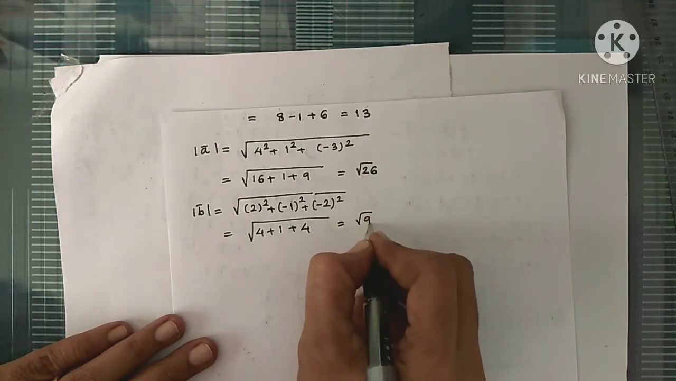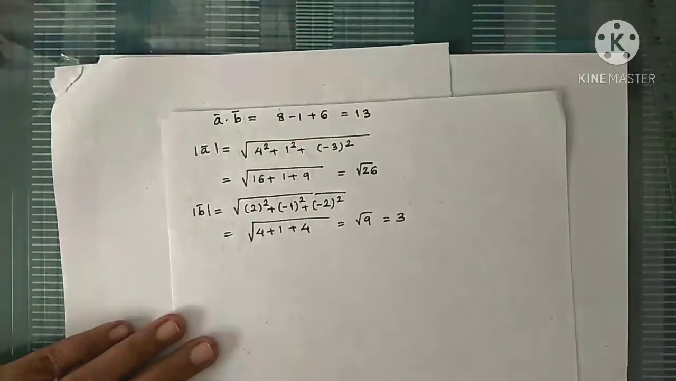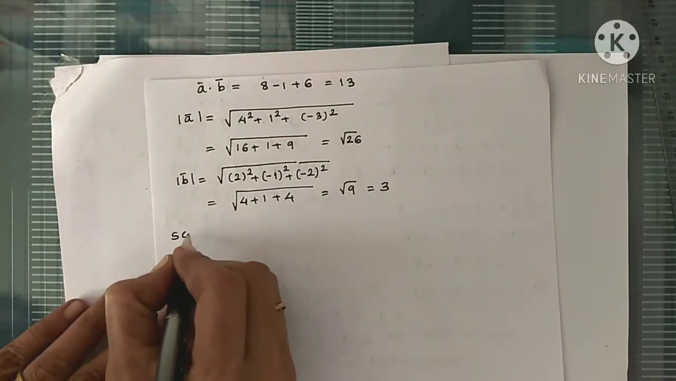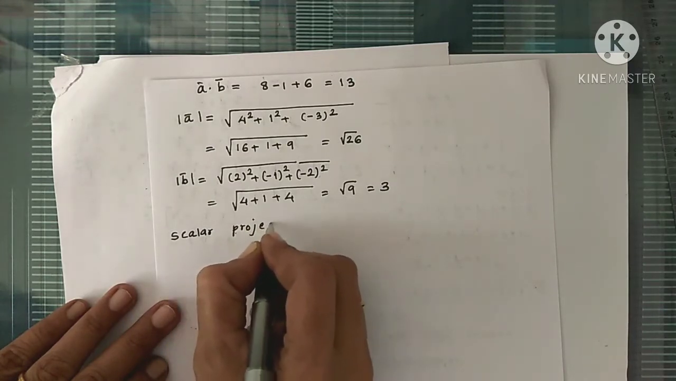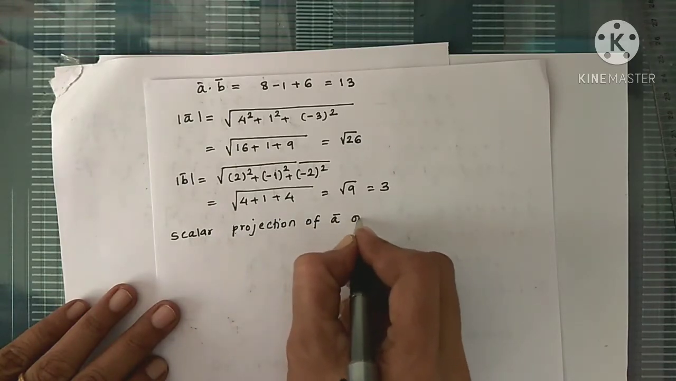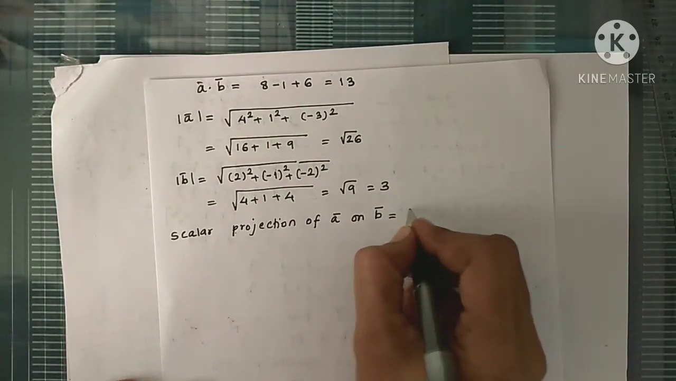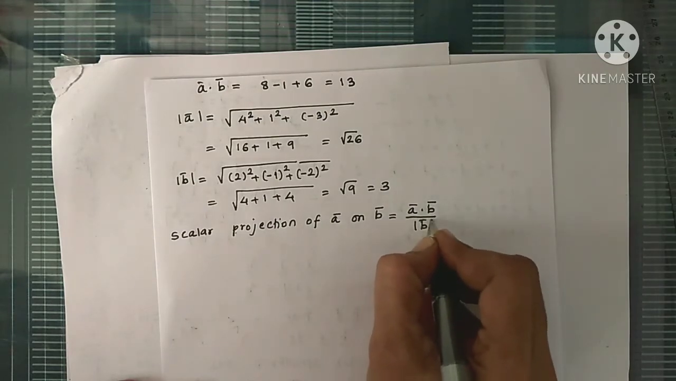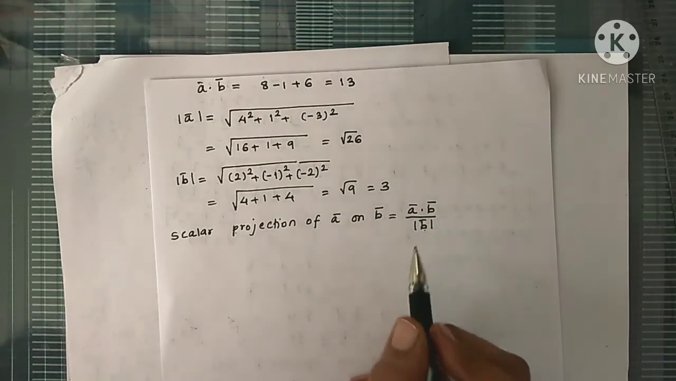Equal to root 9 equal to 3. This is the value of a bar dot b bar. Okay. Now let's write the formulas. Scalar projection of a bar on b bar equal to a bar dot b bar upon modulus of b bar. So whenever it is on b bar, we have to write the magnitude of this vector in the denominator.